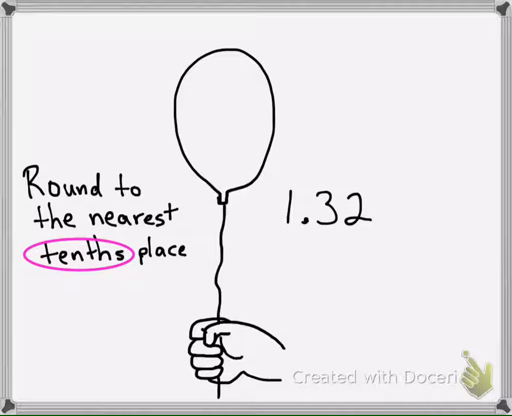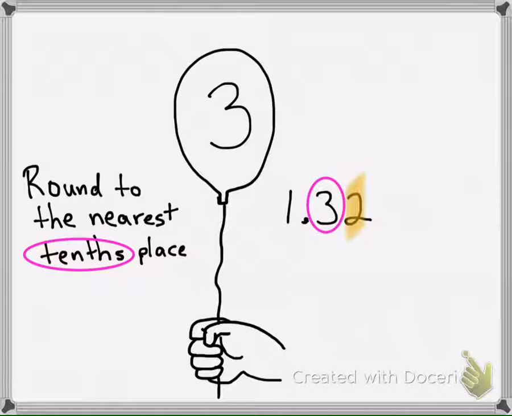Okay, so the first thing that we need to notice is, where is the tenth place in this decimal? Well, we notice that the 3 is right behind the decimal, and that is the place value for the tenths. So the 3 is in the tenth place. So we're going to pretend that the 3 is inside the balloon. Okay, follow me here so that you don't get lost. It's a quick activity, but it serves as a really good visual aid to understand rounding.